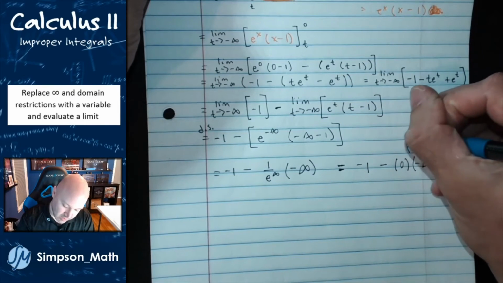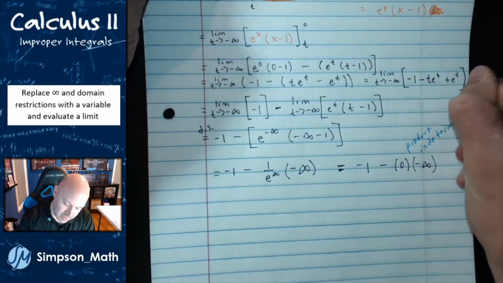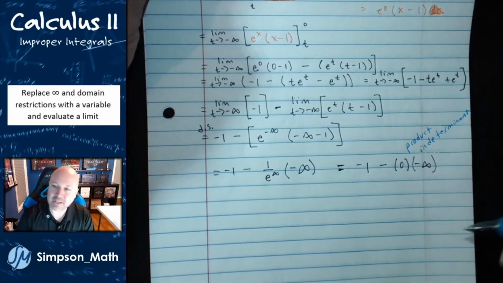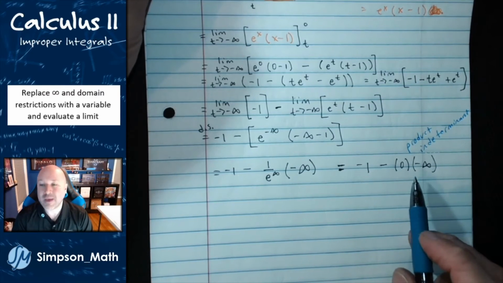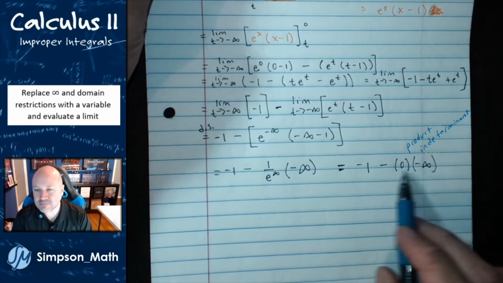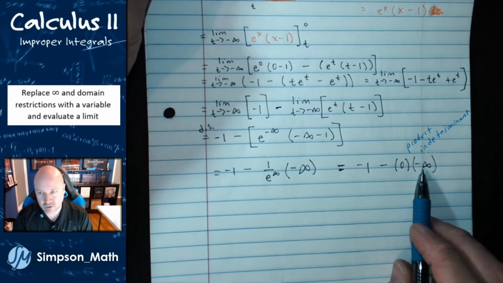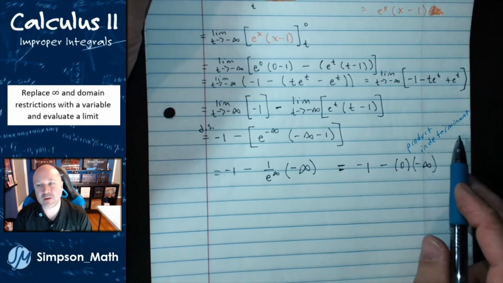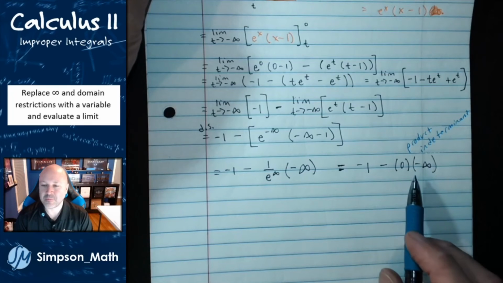This is called a product indeterminate, meaning we don't know what that is. The way we handled that back in Cal 1 is we said, you know what? Forget the product. Let's rewrite that as a ratio. A ratio indeterminate we can handle using that L'Hopital's rule.